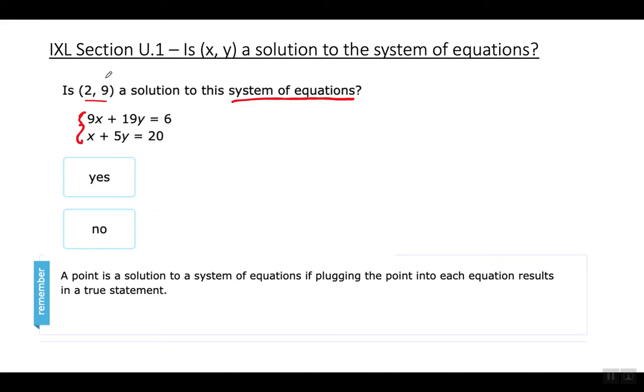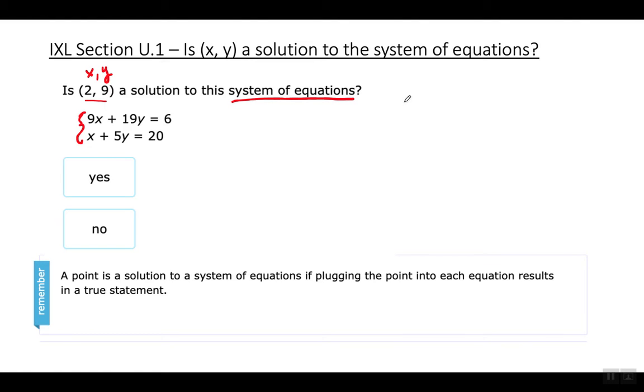So you have to check whether this point, this ordered pair, this x and y, is a solution to this system of equations. In order to be a solution, that would mean that when you substitute x and y into the top as well as the bottom equation, those numbers make these equations true for both the top one and the bottom one. If you look down here, it says a point is a solution to a system of equations if plugging the point into each equation results in a true statement.